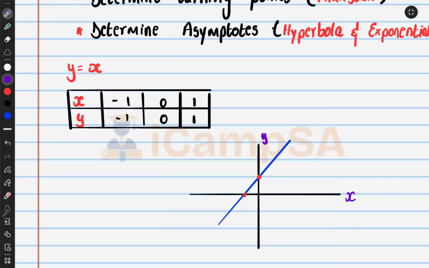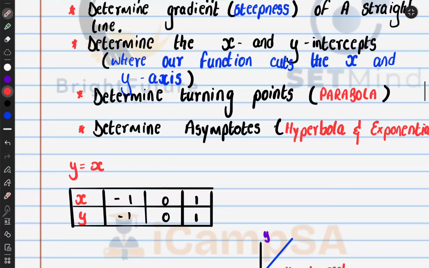At that point where our function cuts the y-axis, that will be your y-intercept. And then at that point where the function or the line cuts the x-axis, that would be your x-intercept. So that is what we are referring to when we are talking about the x and the y-intercepts.